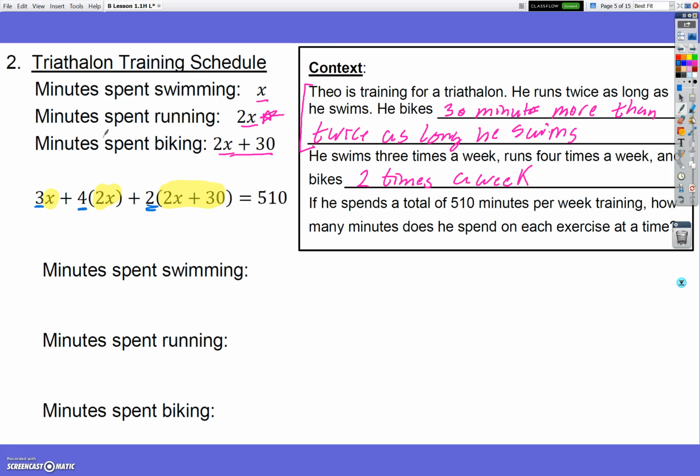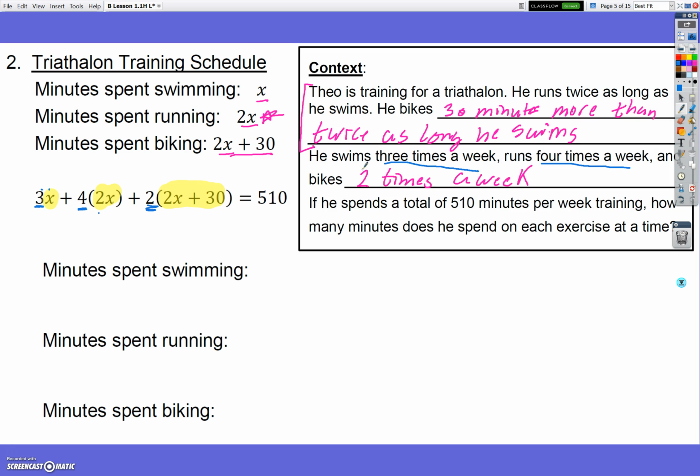So if x represents swimming, he swims 3 times a week. If this 2x is running, he runs 4 times a week. And finally, if this 2x plus 30 is biking, that means he bikes twice a week. That's where we're able to get this 3 times a week, 4 times a week, and 2 times a week.